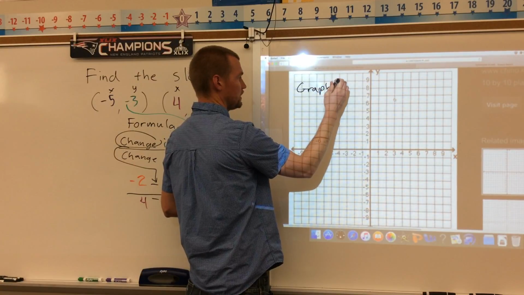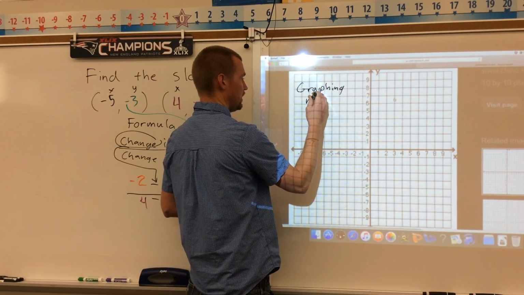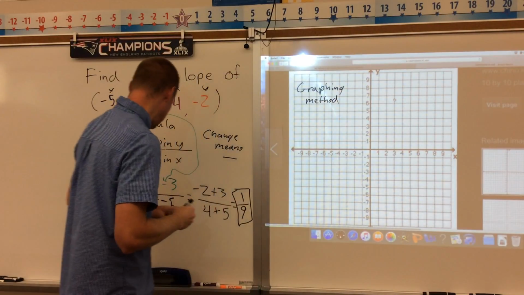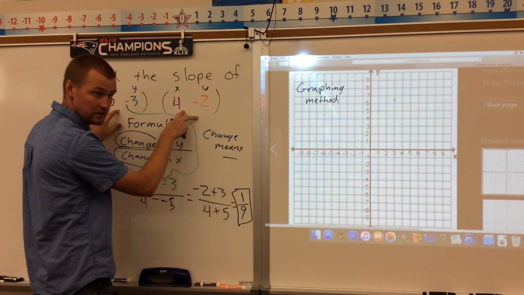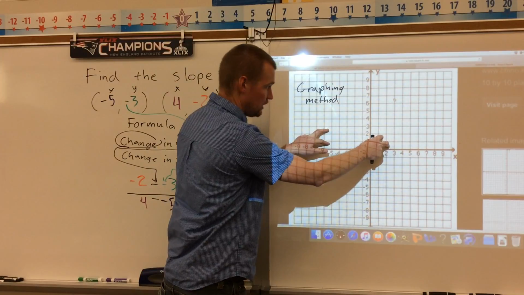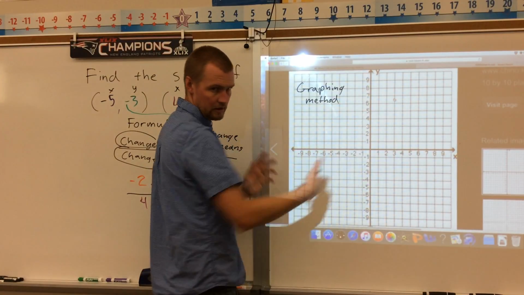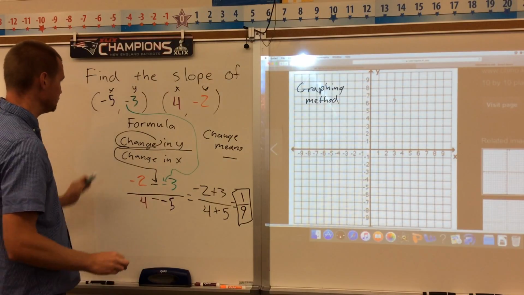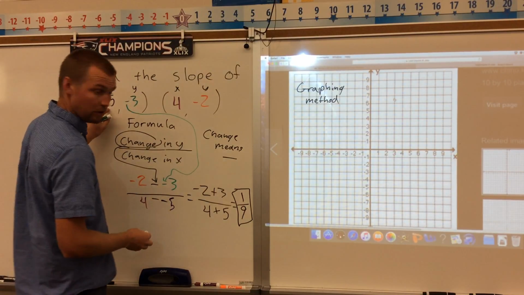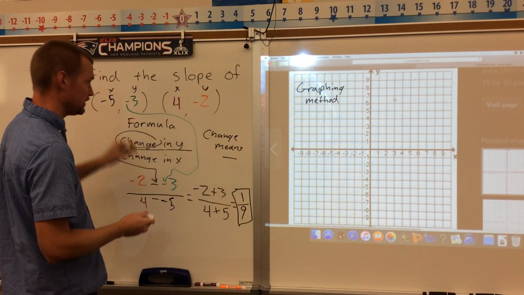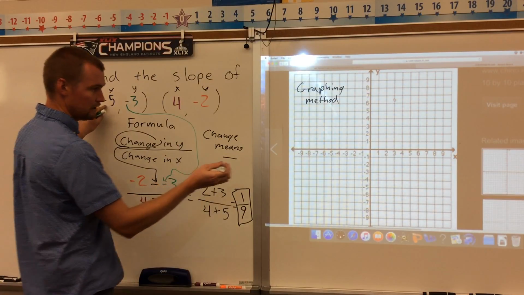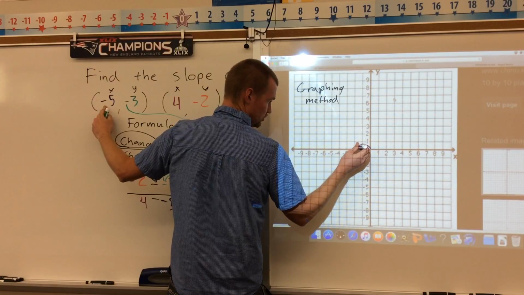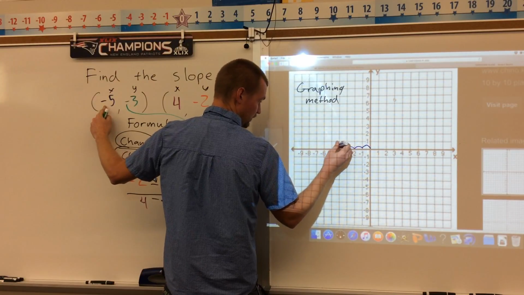Okay, so we're going to call this the graphing method. So what we're going to do is take these points and graph them here to see how it comes out and see if you can see any changes. All right, here we go. We're going to start with our first point. We got -5 and -3. Watch that negative on the x. So we're going to go back 5. 1, 2, 3, 4, 5.